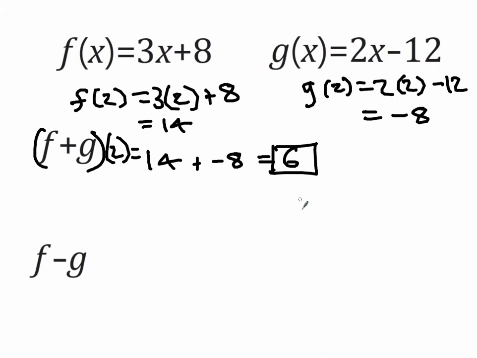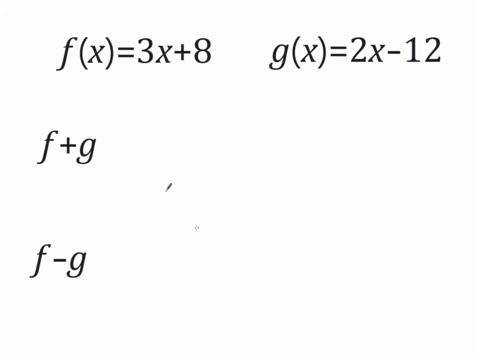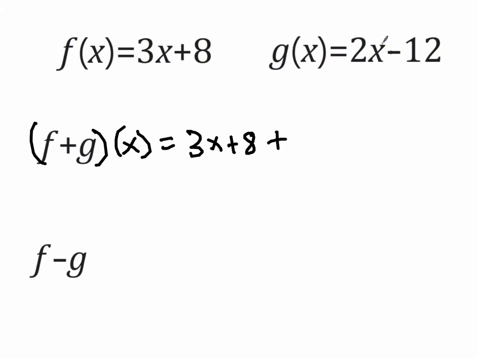Well, we can figure out what that rule is in general. If I want to know what f plus g of x is, then I take 3x plus 8, because that's what it spits out if I plug x into f. It spits out 3 times x plus 8. And if I plug x into g, it spits out 2x minus 12. That's what g would give me. And now I can simplify these by combining like terms, and I get 5x minus 4. So my general rule for f plus g of x is 5x minus 4.